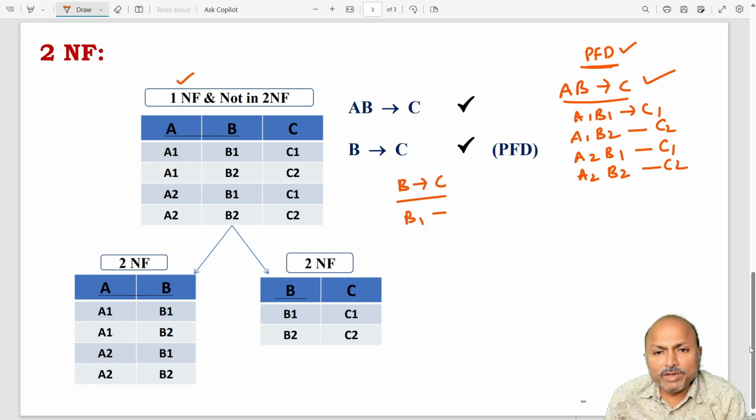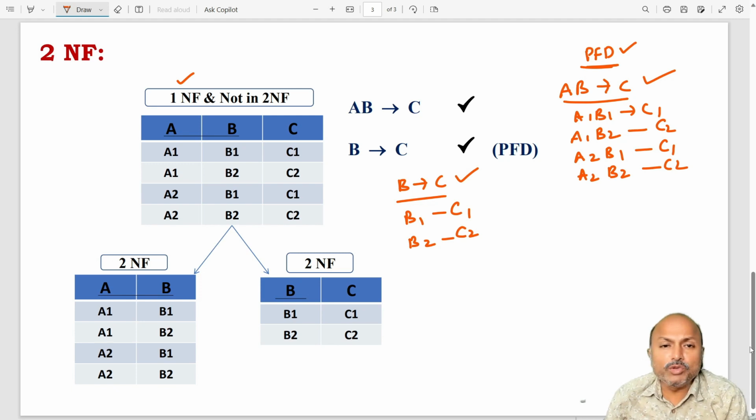For B1, how many values are there? Only one value, that is C1. For B2, how many values are there? B1 C1, B1 C1. That means for B1 only C1. For B2 C2, B2 C2. That means B2 only one value C2. It also holds. Whenever AB → C holds and B → C holds, then we can say that it is suffering from partial functional dependency. We need to remove the partial functional dependency to convert into second normal form.